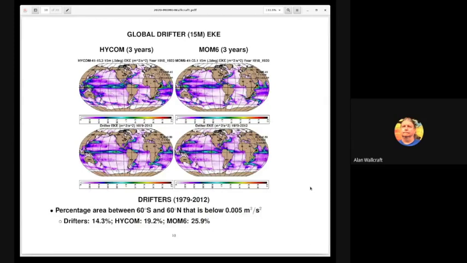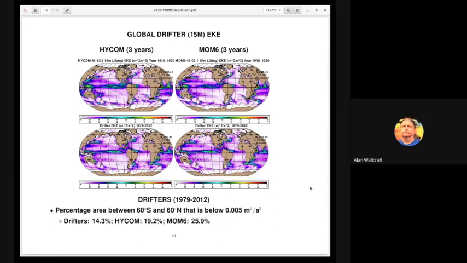So this is comparing HICOM and MOM to global drifter eddy kinetic energy. The lowest two plots are the same plot, and therefore drifter EKE over 30 years. And the top two panels are 3-year means from the models. And again, you can see in broad outline that the strong currents are represented similarly in the two models and in the data.